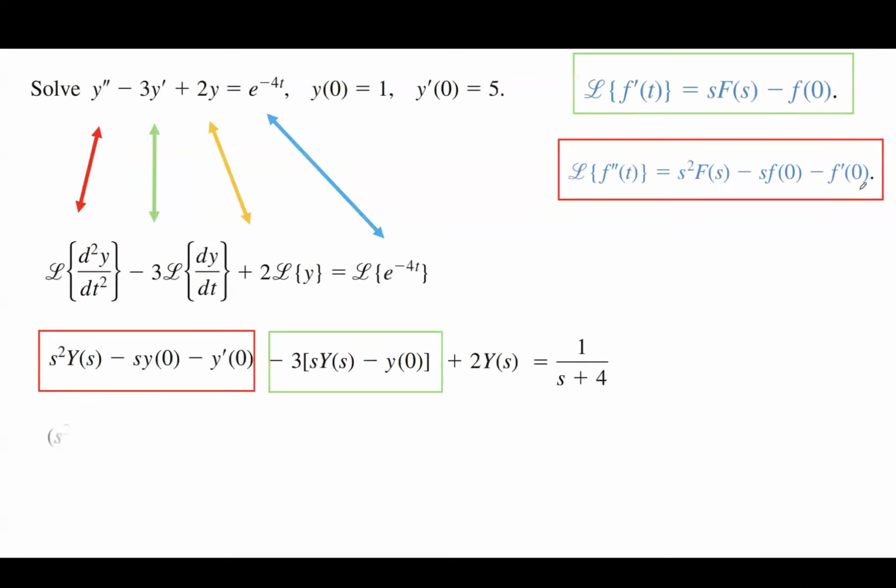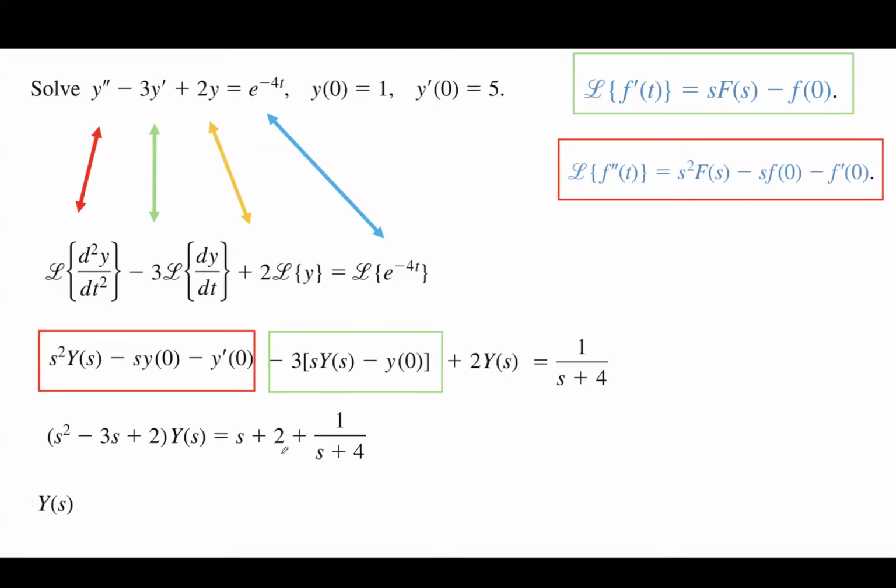So let us do the algebra and simplify this as much as we can. By doing the algebra, we're basically distributing negative 3 into parentheses and then factoring out Y(s). You end up with (s squared minus 3s plus 2) times Y(s), and on the right-hand side, you have 1 divided by (s plus 4) plus s plus 2.